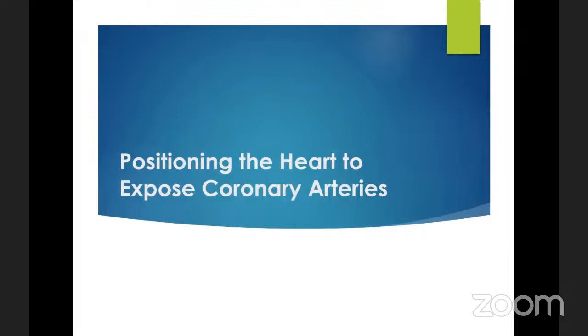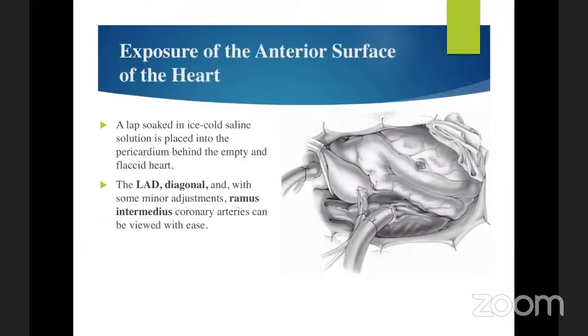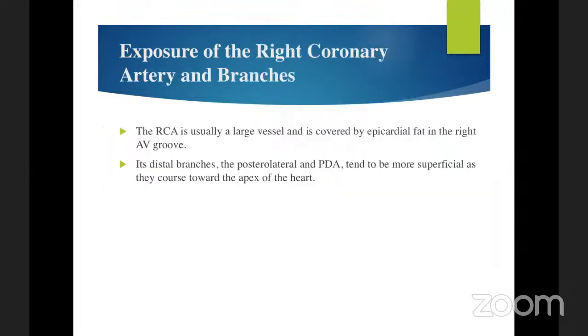Positioning the heart to expose coronary artery. So if we want to see the anterior surface of the heart, a lap soaked in ice-cold saline solution is placed into the pericardium behind the empty and flaccid heart. In this position, the LAD, diagonal, and with some minor adjustment, ramus intermedius coronary artery can be viewed with ease.